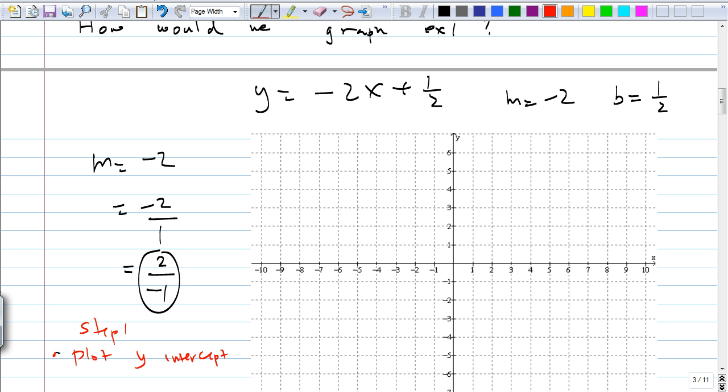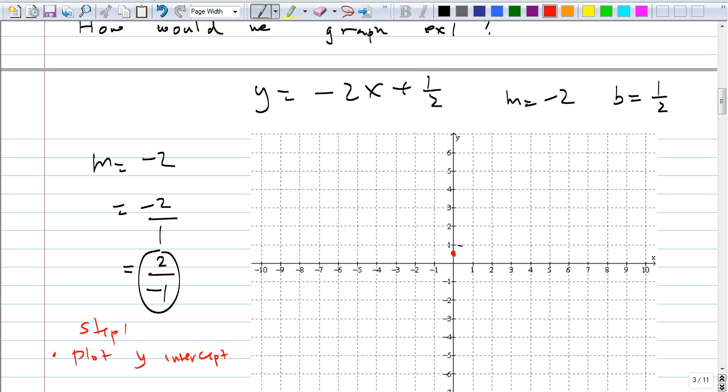Okay, do we know how to plot the y-intercept? Yes, we do. Where is it? Where would the y-intercept be? Yes. 1/2. On which axis? On the y-axis. Exactly. So where's half? In between 1 and 0, right here. So there's our step 1. Just easy, right? Because you know this y-intercept, you know where to start, right? Y-intercept tells you where to start.